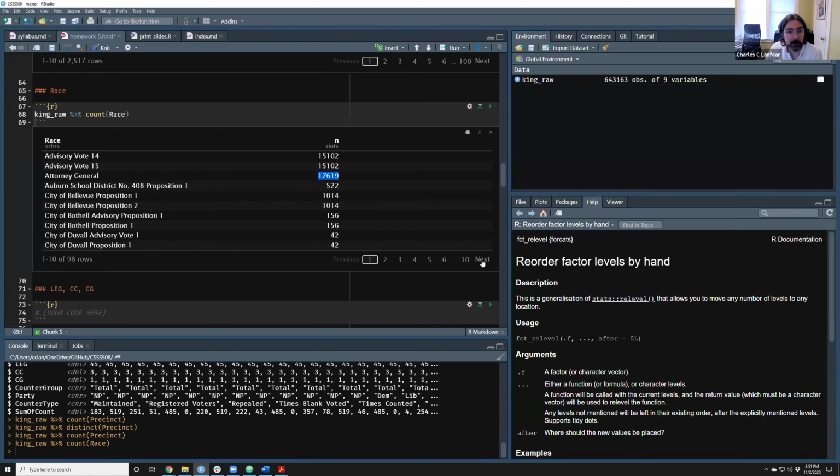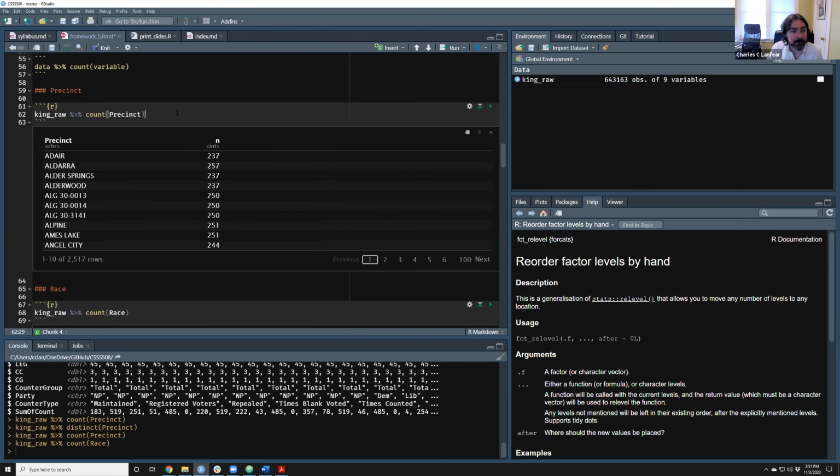Okay. If I scroll through these, we're going to see ones we might actually be interested in. The governor's race is a major executive race. We're interested in this, and you can see there's 17,619 rows associated with a governor. Well, maybe there's 17,619 individual precincts. We could actually find that out.